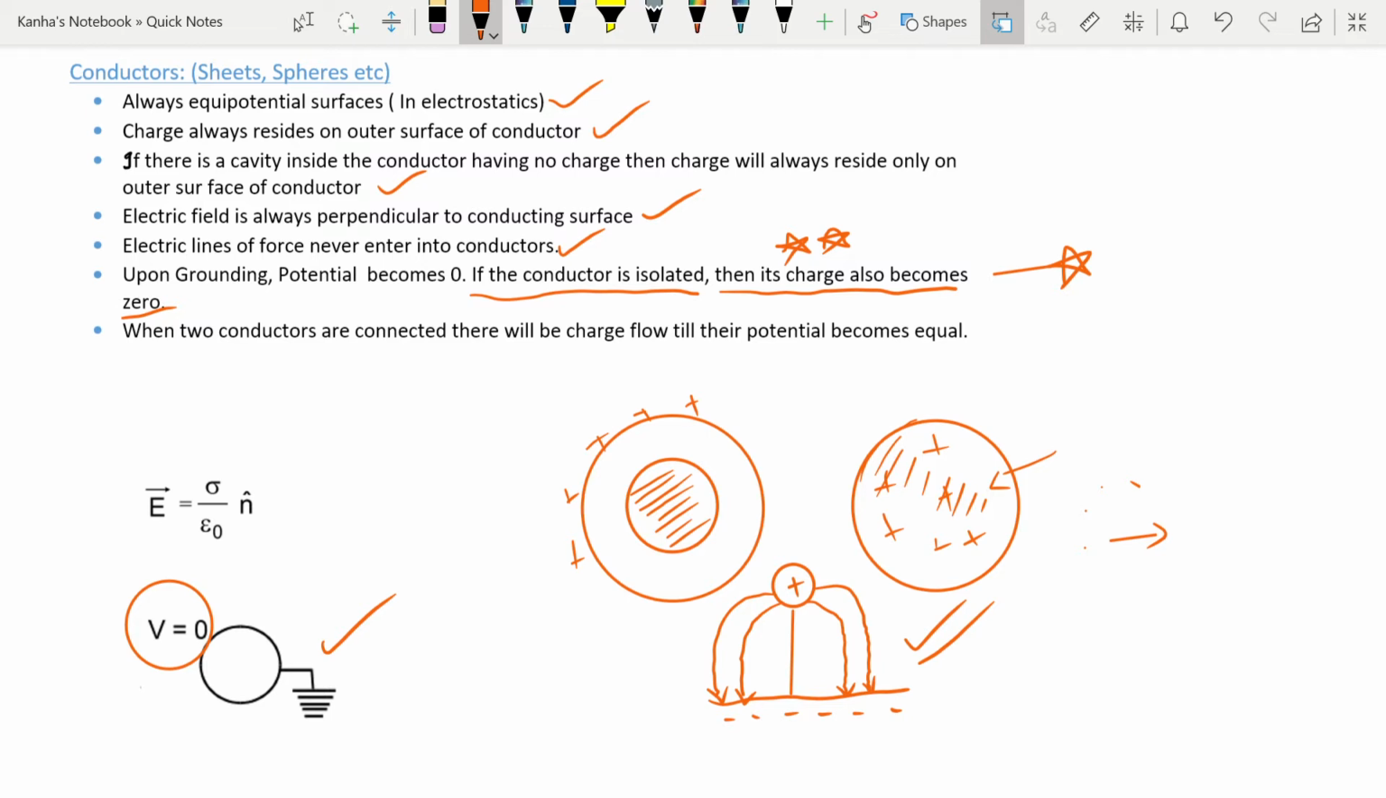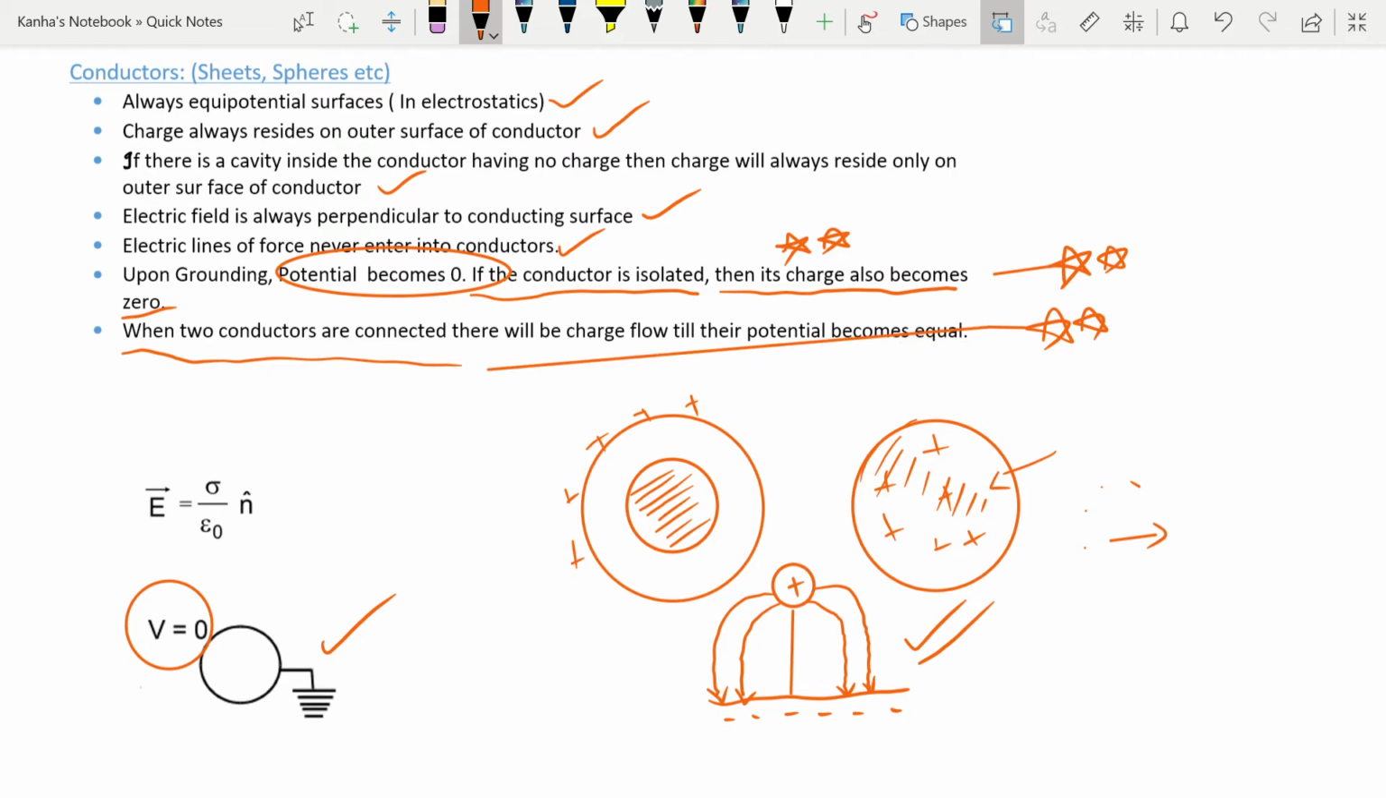If it's connected to some other system, then the charge will not go to zero, but the potential will always go to zero. So whenever someone tells you that in a system something is grounded, you assume that the potential of that surface is equal to zero due to everything else that is there inside the system. Next, when two conductors are connected, there will be a charge flow till their potential becomes equal. This is also an essential point, and there are direct questions from these two points in the paper.